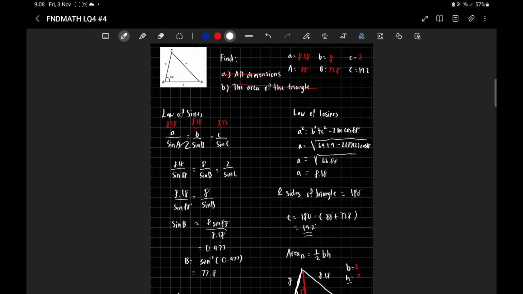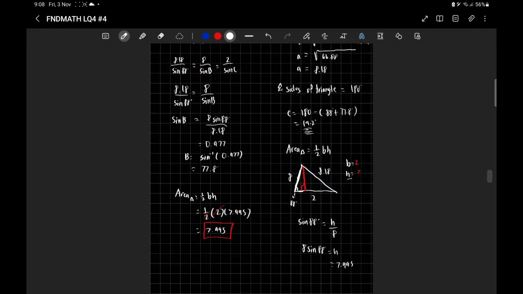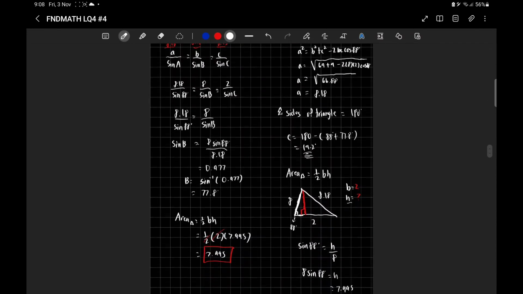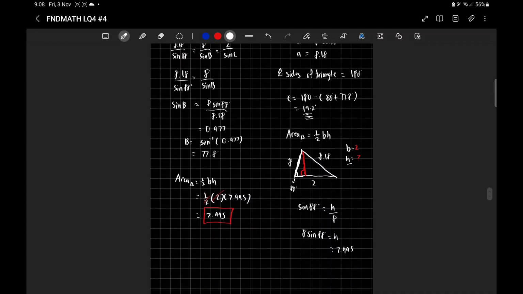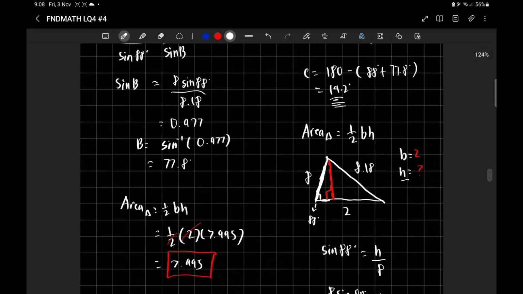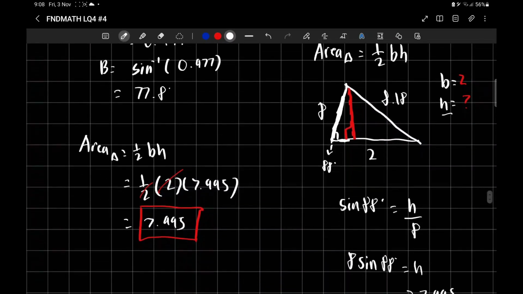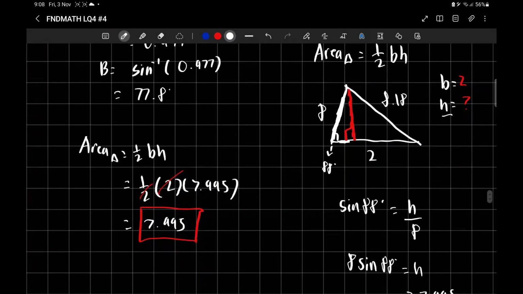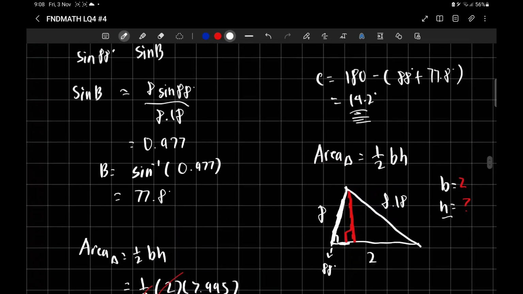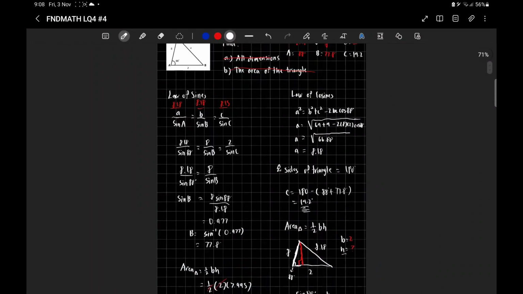Ang ratio ng A over sine A is just 8.18. Ang ratio ng B over sine B is 8.18. Dapat equal sila. Ito iba lang since nagkaroon tayo ng onting margin of error, I left out some decimals, but that's fine, okay? Then you just compute, right? For the area naman, kailangan mo hanapin height, but to compute for the height, you just have to create an imaginary Pythagorean triangle, right triangle, so that you can compute for the height. So yeah, that is all.